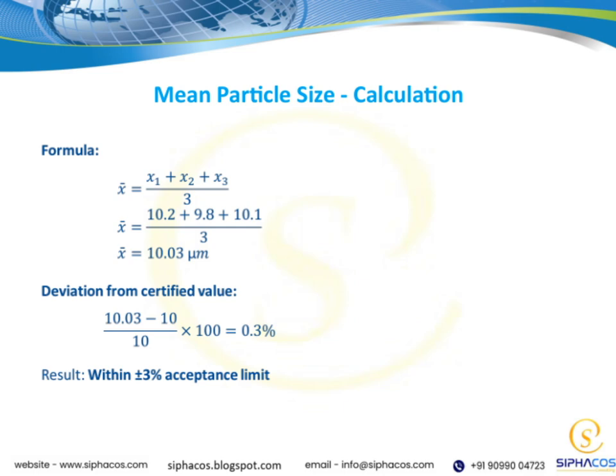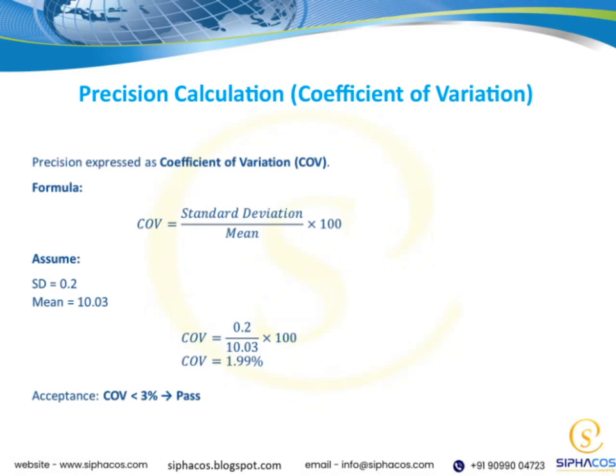Let's take a closer look at precision calculation, specifically focusing on the coefficient of variation. This metric is really useful because it helps us understand the relative variability of our data compared to the mean. In other words, it tells us how consistent our measurements are, regardless of the units we're using.